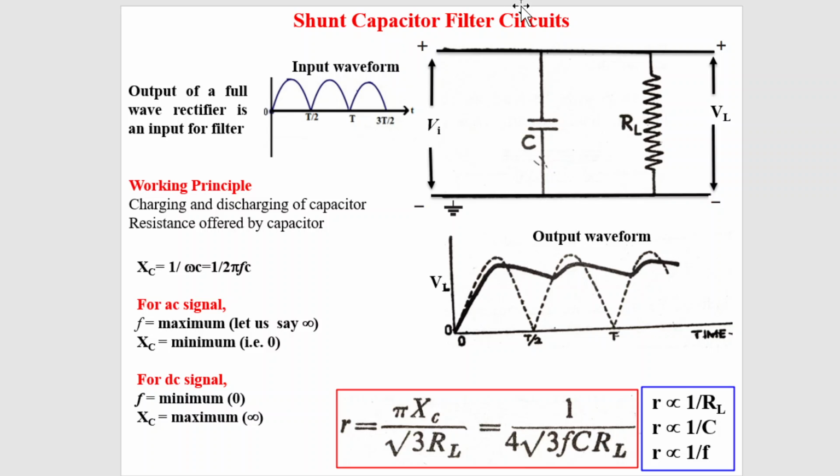And if you apply this input to the shunt capacitor filter circuit, you will get this output. This solid black line shows the output of the shunt capacitor filter circuit, and this dotted line shows the input signal. I have plotted this output with respect to the input just to make clear how much variation we are removing. So if you see, we have removed this much variation. Only this output, the solid line, we are getting.